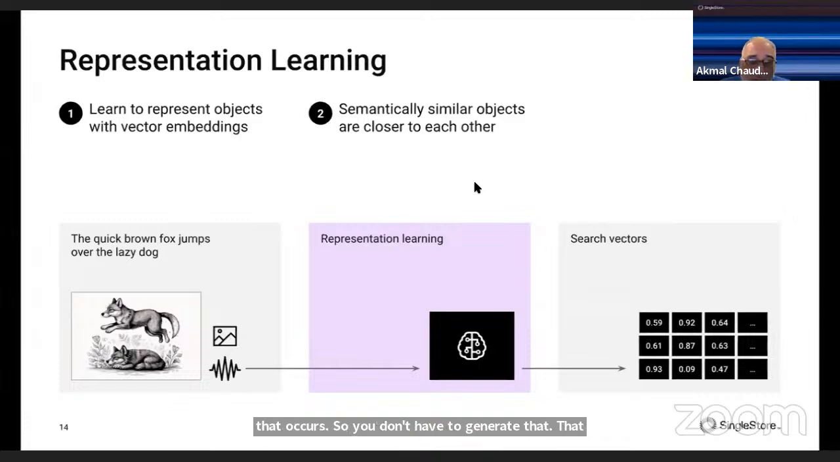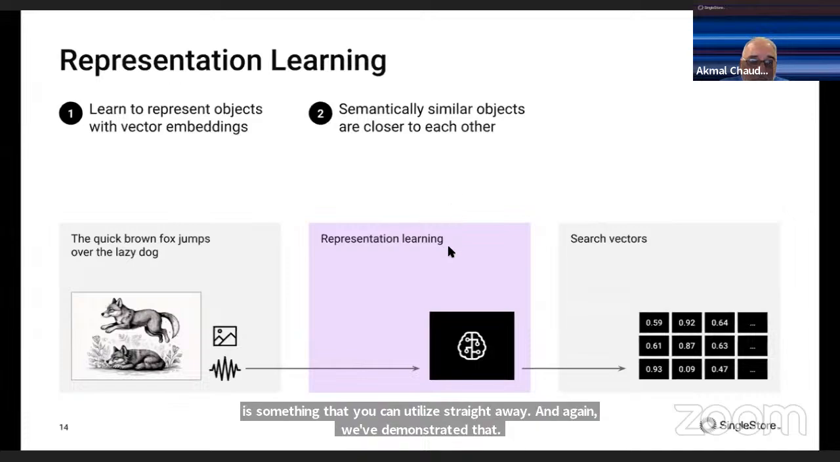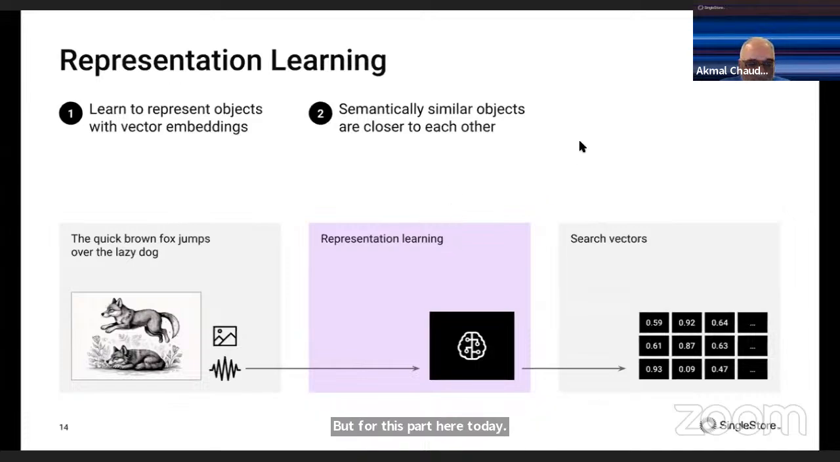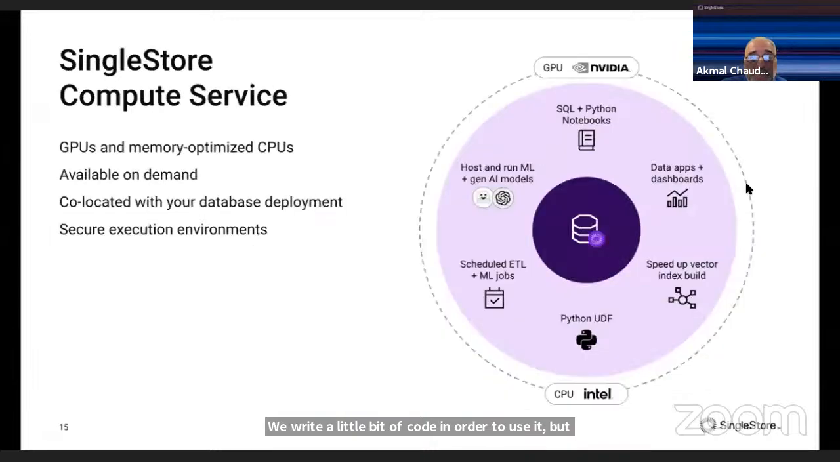But for this part here today, we're going to use CLIP. And so that's going to do the magic for us. We are going to look at both text and image and how they can coexist in a shared space. And it's actually very, very simple to use and extremely powerful as well, because essentially it does the hard work for us. We write a little bit of code in order to use it, but that makes the task much simpler. Okay, so we'll look at that momentarily.